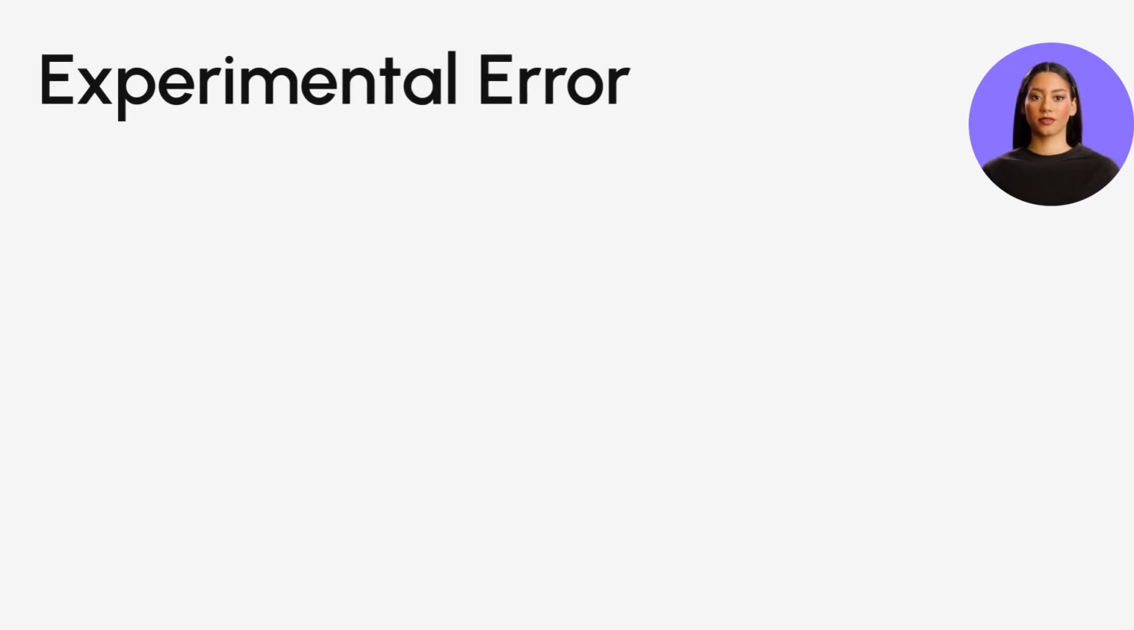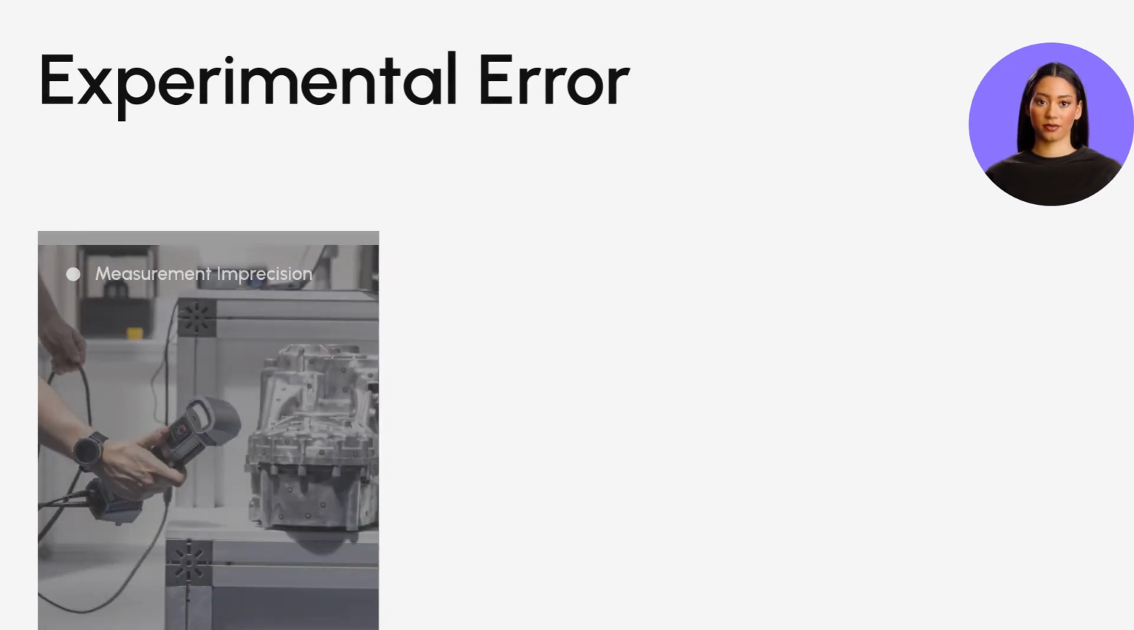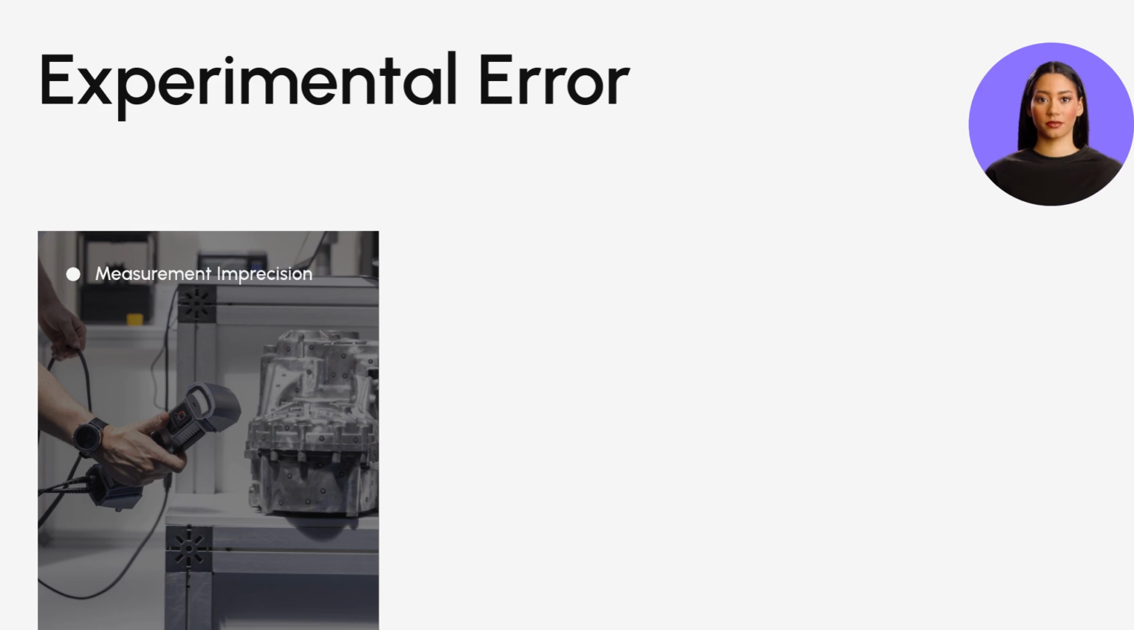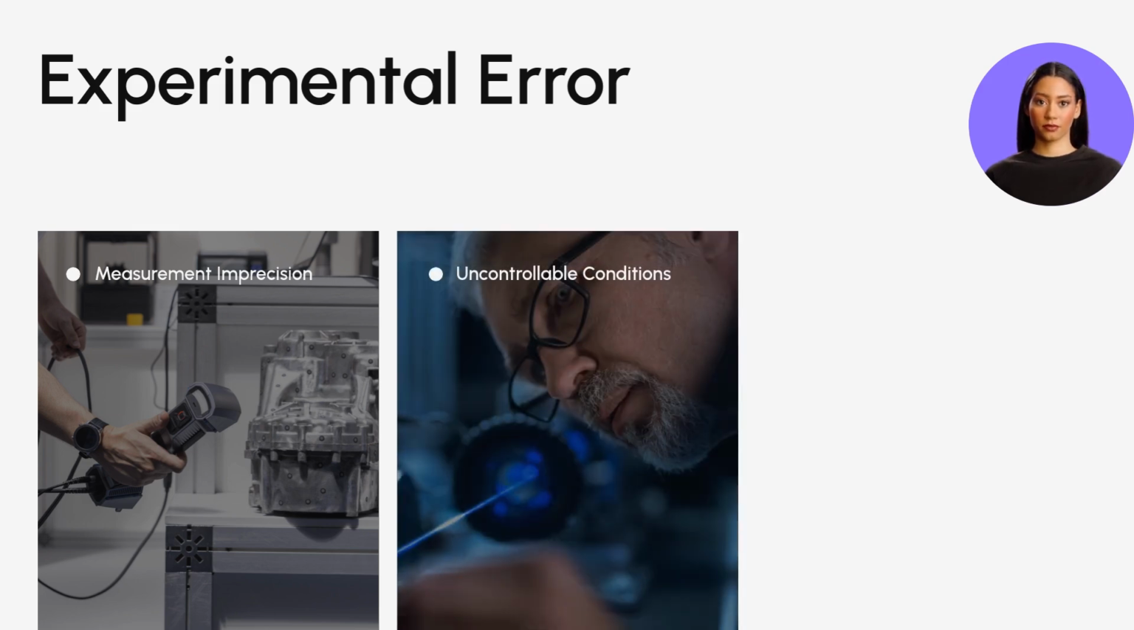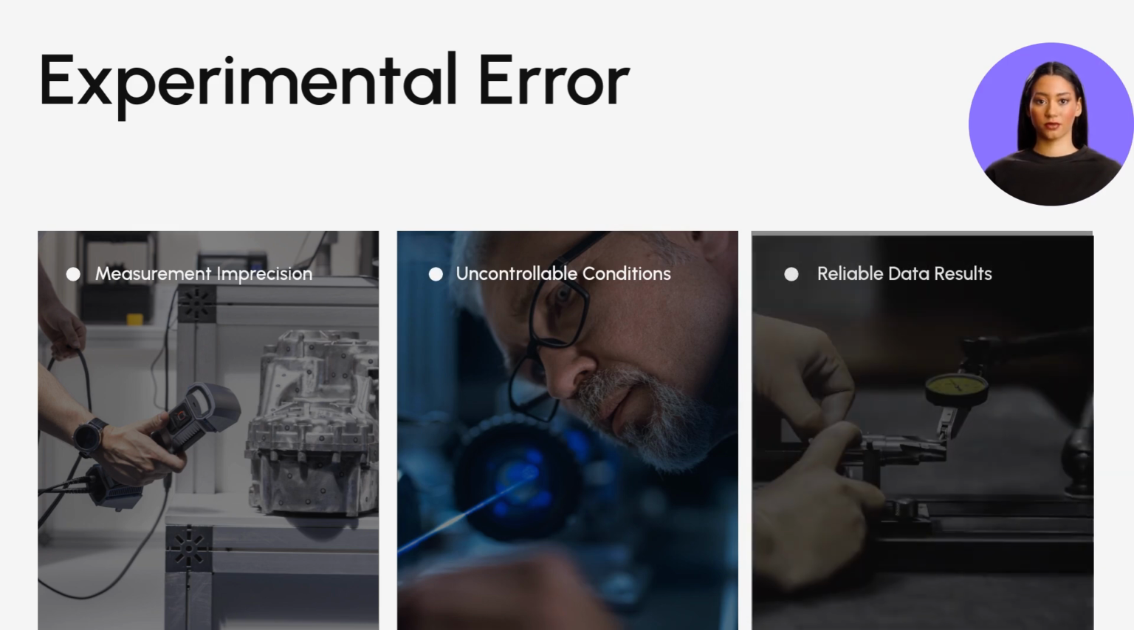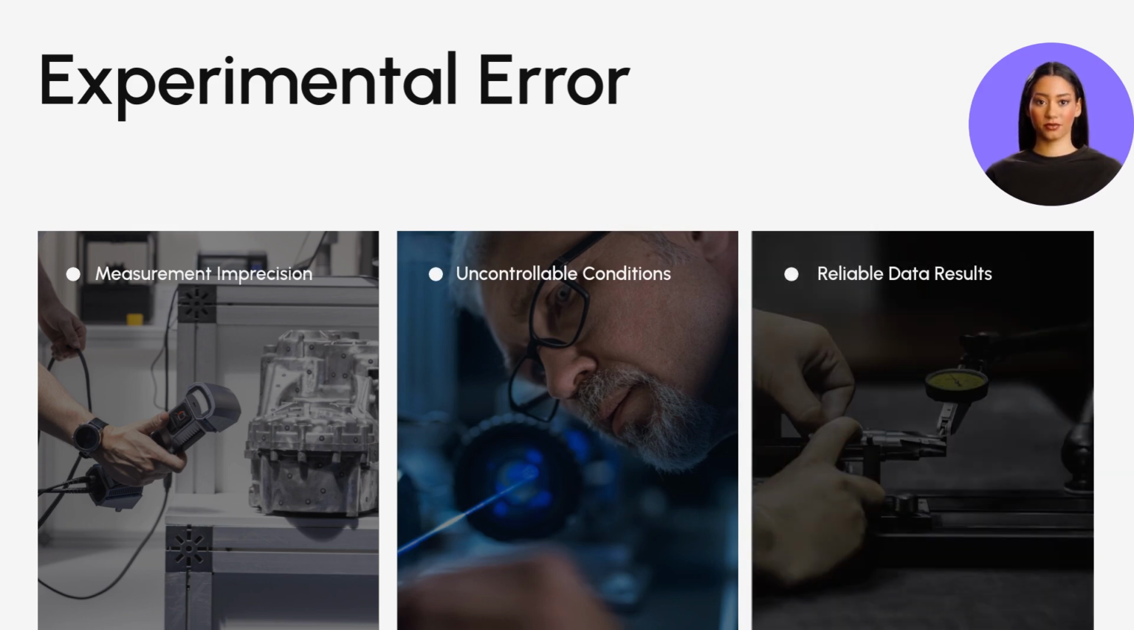Experimental error refers to variability in outcomes not due to studied factors. It can arise from measurement imprecision or uncontrollable conditions. Minimizing experimental error is crucial for reliable results. Businesses aim to reduce this error through various strategies. It's essential for accurate data interpretation.